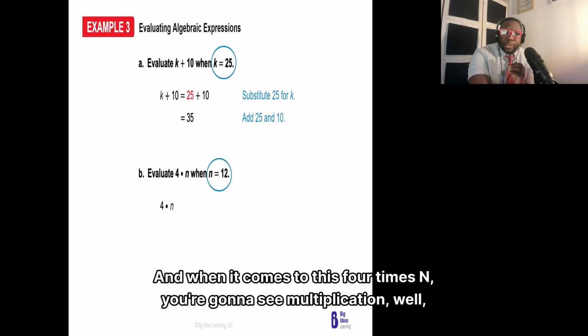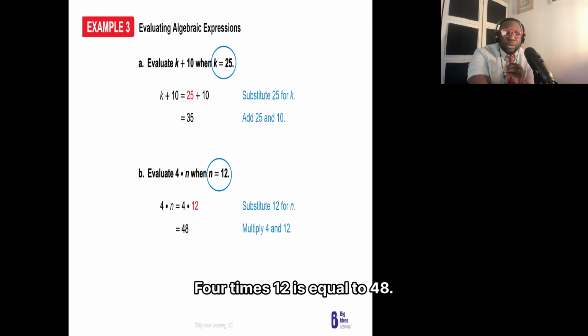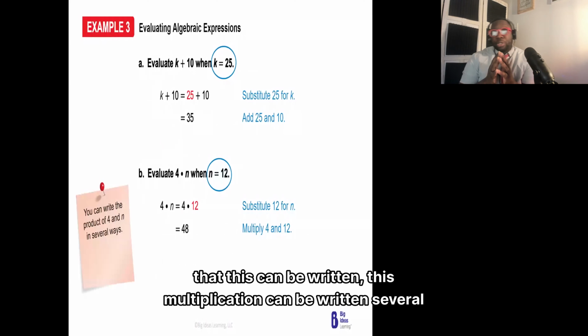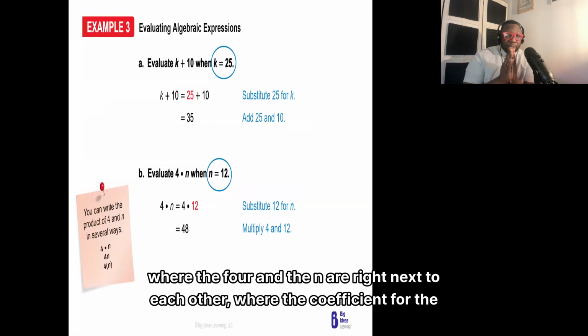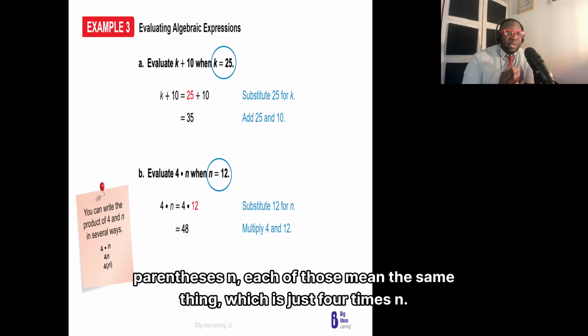And when it comes to this, 4 times n, you're going to see multiplication. Well, 4 times 12, n is equal to 12. 4 times 12 is equal to 48. However, you're going to see that this multiplication can be written several ways. It can be written as, like we see here, 4 dot n, which means 4 times n, where the coefficient 4 and the variable n are right next to each other. Or we see the parentheses of 4 parentheses n. Each of those mean the same thing, which is just 4 times n.